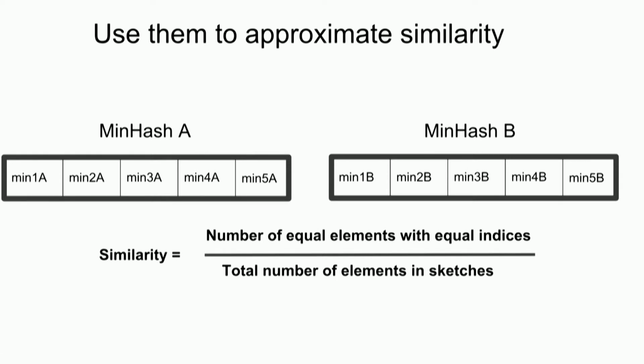And then how do we use this to approximate similarity? Basically, we look pairwise at each index. So we look at index 1 in both of these sketches. If those two elements are the same, we add 1 to our count. If they're not, we don't add anything. We do that for every index. So we count the number of equal elements at equal indices, and then divide that by the total number of elements in the sketch.